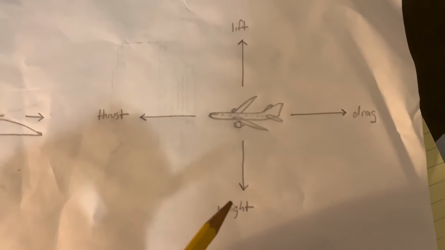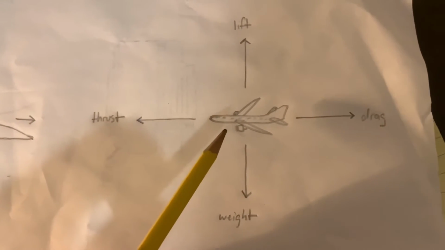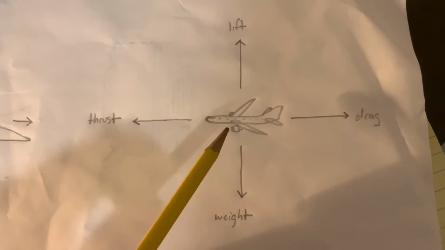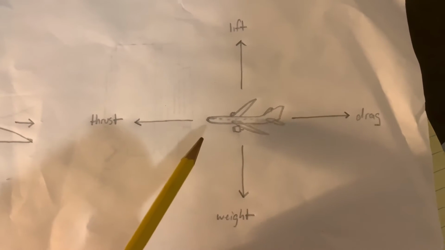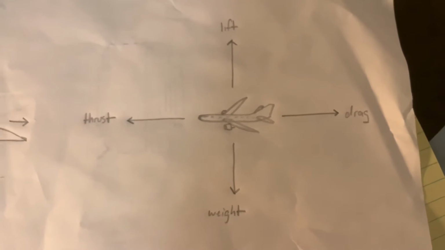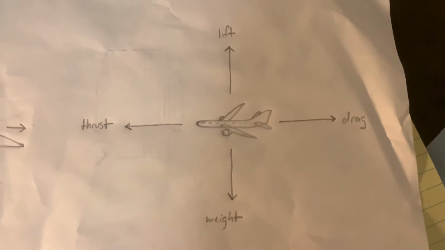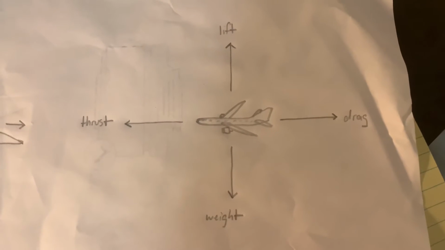Even when you're climbing, descending, turning, they're all equal. It's just that momentary movement of pitching up or pitching down, it'll become unequalized. But in order to sustain flight, all of these are equal. So how do we control ourselves once we're in the air?